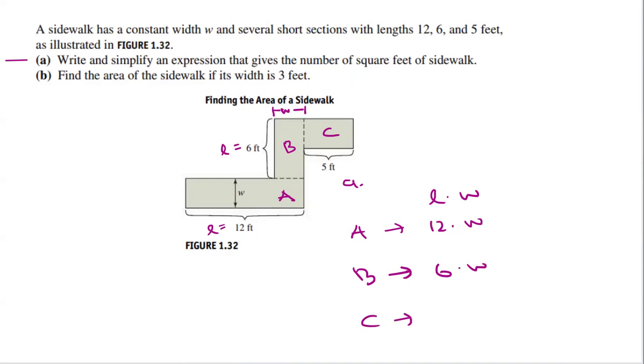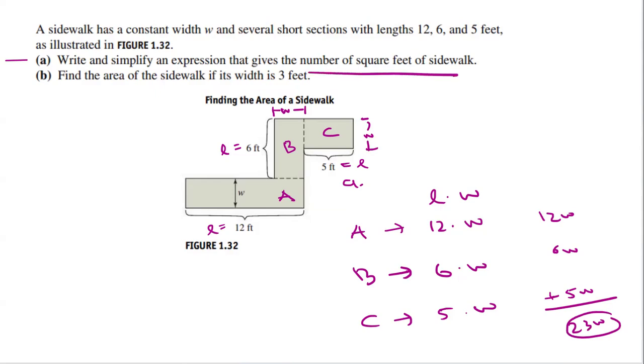For C, this is our length, 5 feet. And then the width, it's going to be here. So that gives us 12W, 6W, and 5W. And then we add them up. So that's going to give us 23W. This here is going to represent the number of square feet of sidewalk.